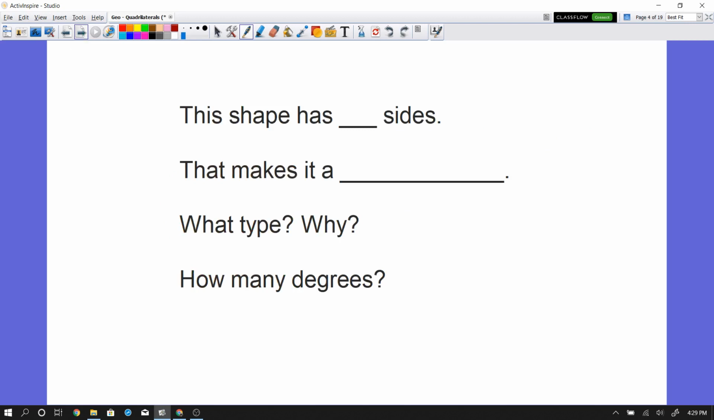This is the kind of self-talk that I was constantly prompting you through. This shape has blank sides. That makes it a blank. What type? Why? So here's an example. This shape has 3 sides. That makes it a triangle. What type? An isosceles triangle. Why? Because 2 sides and 2 angles are congruent. How many degrees does it have? It has 2 congruent angles and then 1 acute angle, and it's going to end up being 180 degrees.